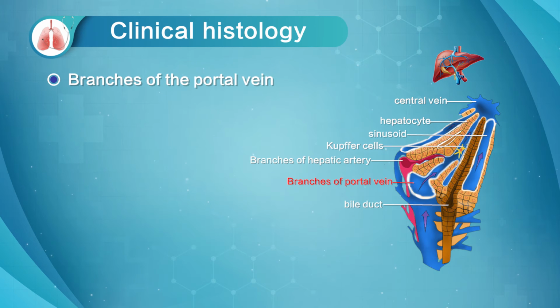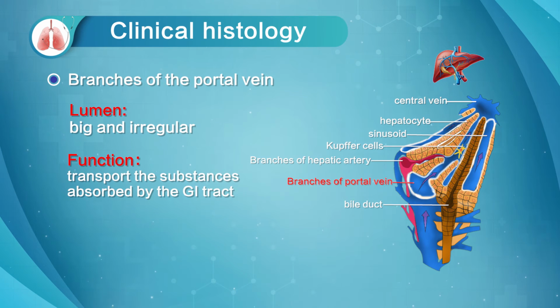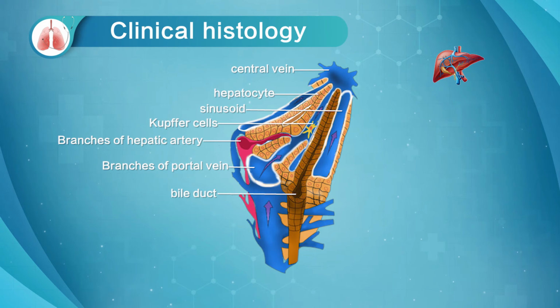Branches of the portal vein in the portal tract have big and irregular lumens and a relatively thin wall. One end of the portal vein is the superior mesenteric vein, which collects the substances absorbed by the GI tract, while the other end branches out in the liver.